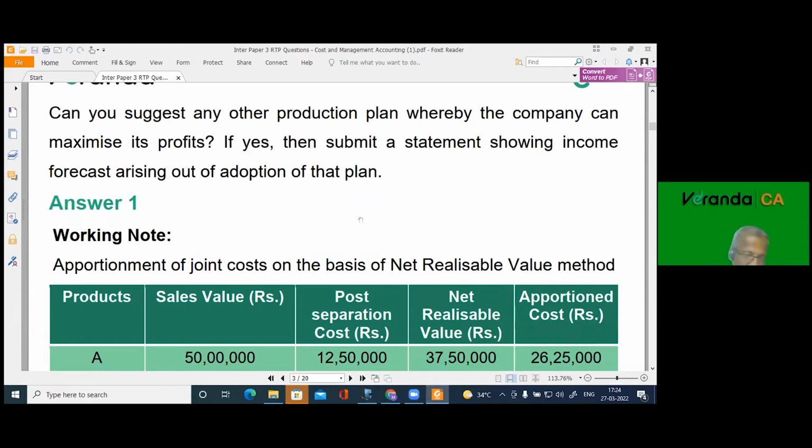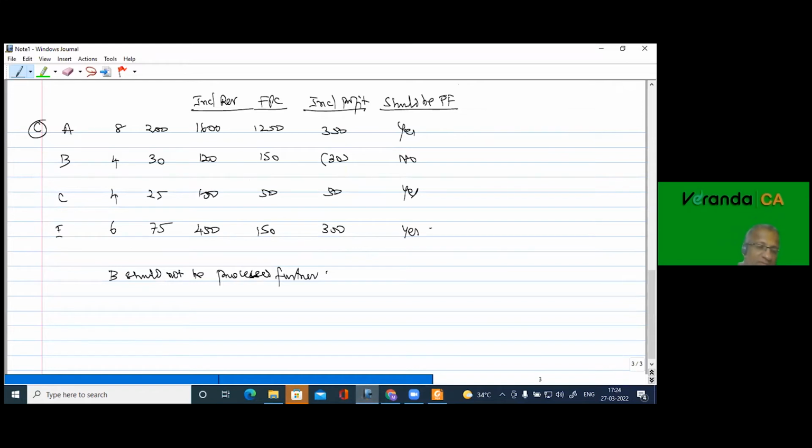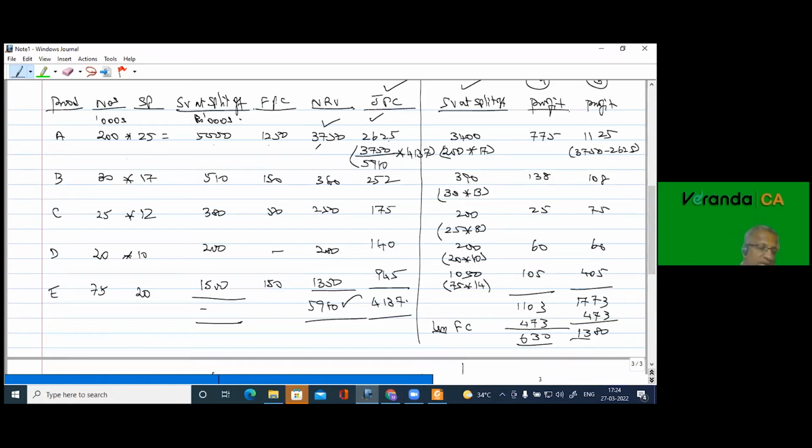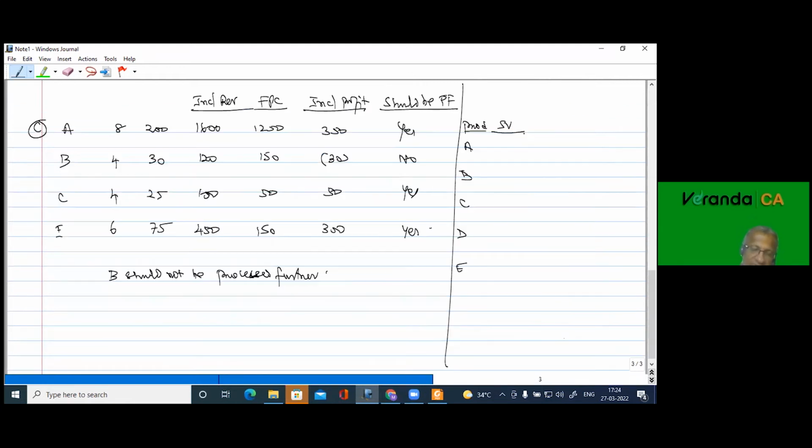So once again, we have to do this exercise. So what is that we should do? We can show that computation, no big deal. So products are A, B, C, D, and E. Sale value: A's sale value is after further processing, so A's net realizable value straight away I can take up, 3750. Within brackets I am putting the net realizable value. Further processing cost we have taken up.